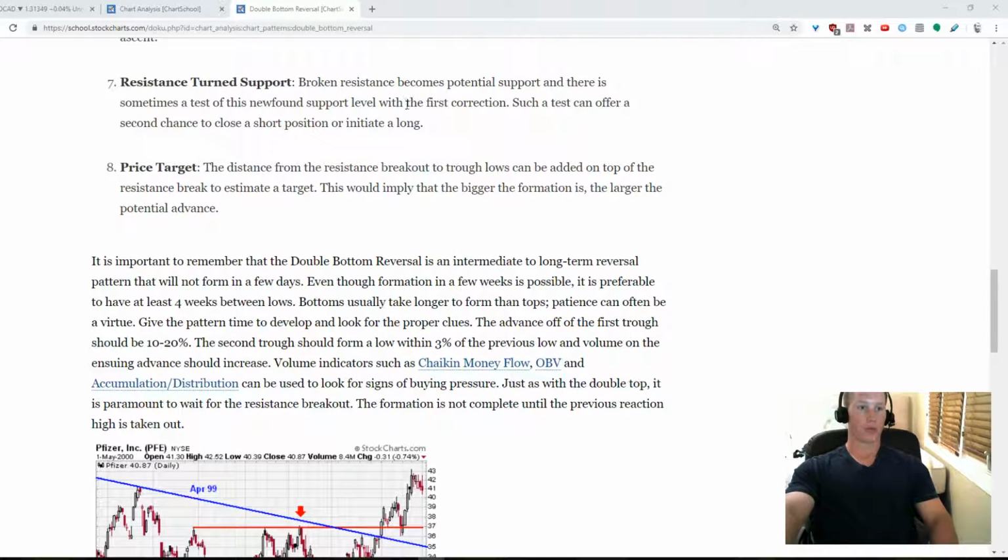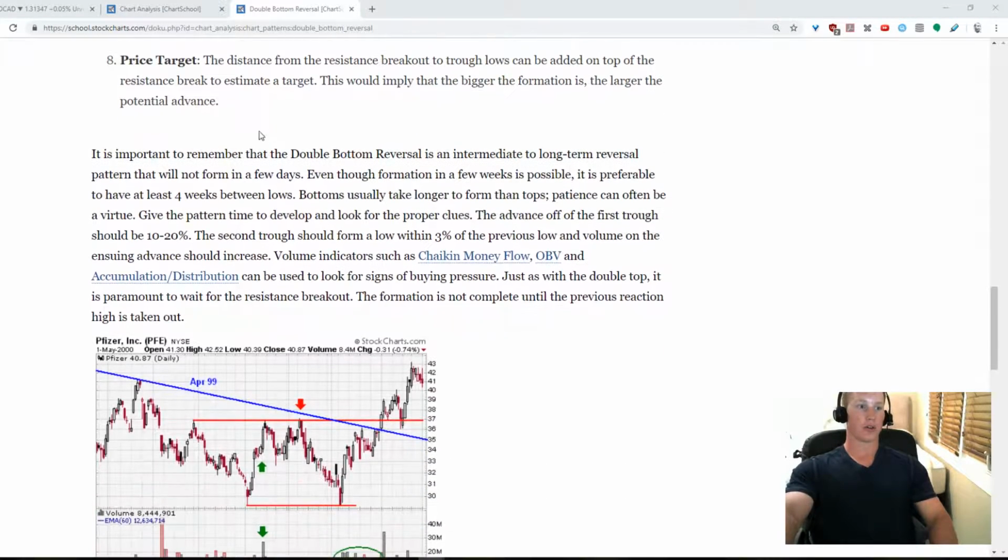Resistance turns support. Broken resistance becomes potential support, and there is sometimes a test of this newfound support level with the first correction. Such a test can offer a second chance to close a short position or to initiate a long. Price target. The distance from the resistance breakout to the trough lows can be added on top of the resistance break to get an estimate of target.